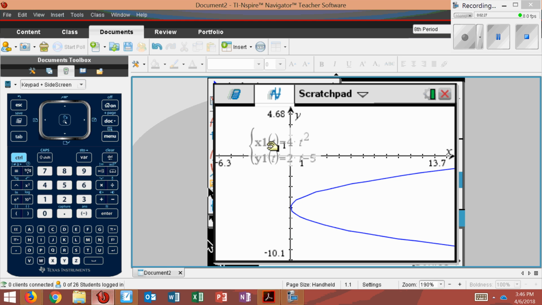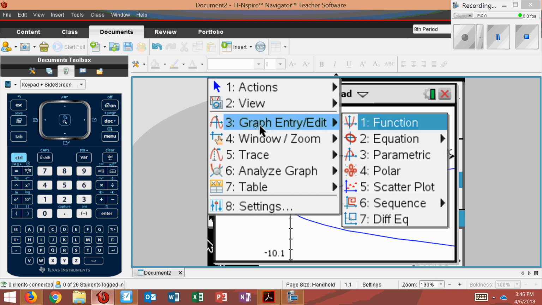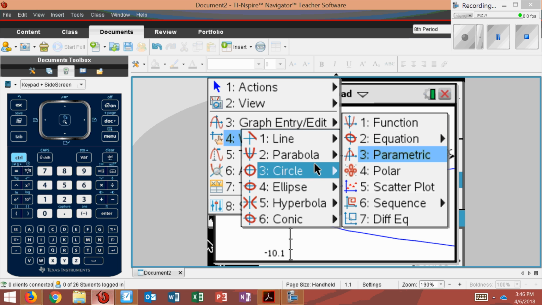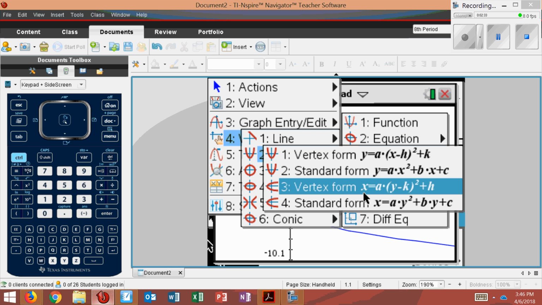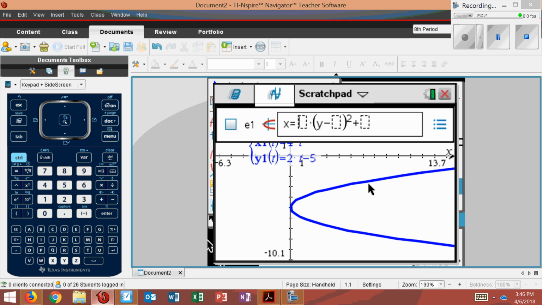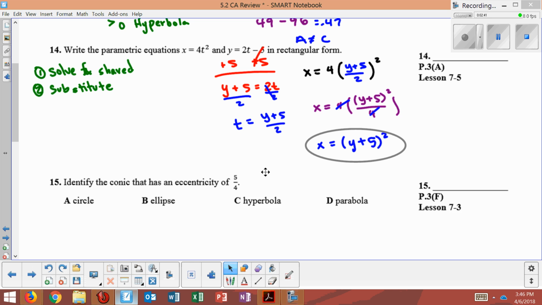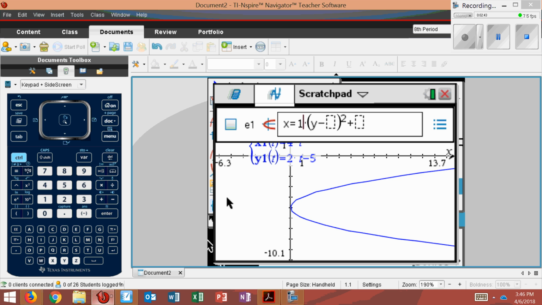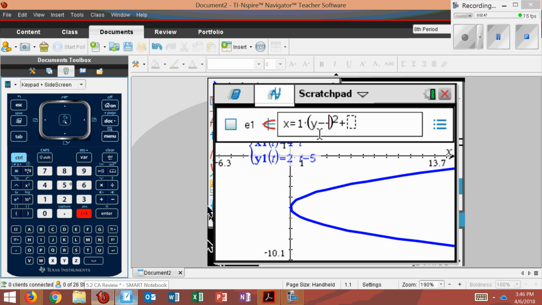So to check my answer, I'm going to go to menu, graph entry. I'm going to go to equation, choose parabola, and choose one of these two horizontal ones. Since I have a parenthesis, I'm going to choose the vertex form. We did not have a number in front of the parentheses, so I'll leave it as a 1. But I did have a plus 5, so I need to change this to y instead of minus something. I'm going to put a negative 5 there. And there was nothing on the outside, so I hit 0.